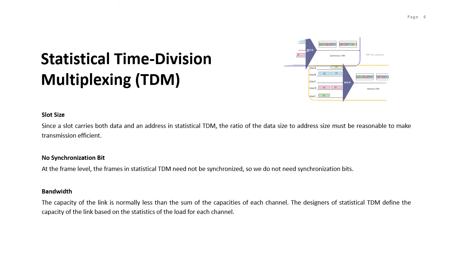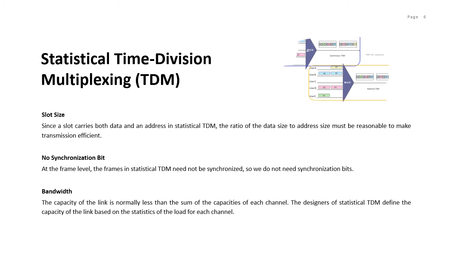Since a slot carries both data and an address in statistical TDM, the ratio of the data size to address size must be reasonable to make transmission efficient. For example, it will be inefficient to send 1 bit per slot as data when the address is 3 bits. This would mean an overhead of 300%. In statistical TDM, a block of data is usually many bytes, while the address is just a few bytes.